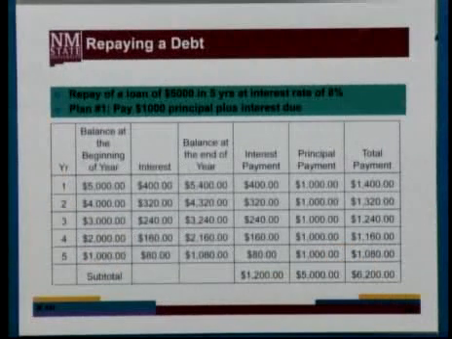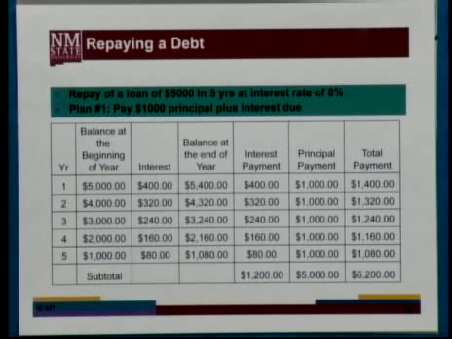Okay. So the debts can be repaid in many different ways. Now we're going to consider 4 different ways of repaying a debt. So we are assuming that the original principal, the original loan amount, is $5,000, and the loan term is 5 years, and the interest rate is 8% per year, compound interest.